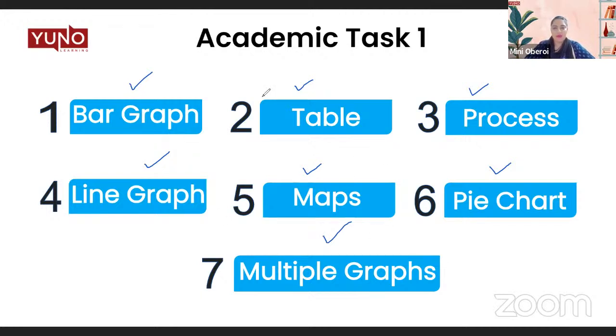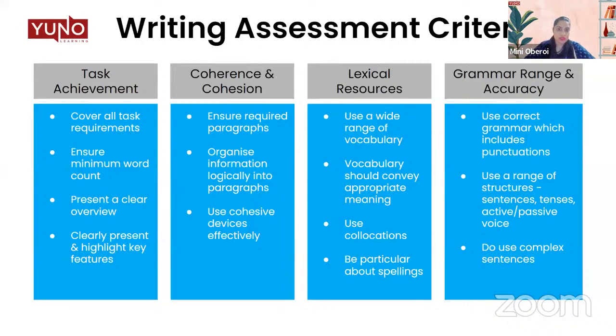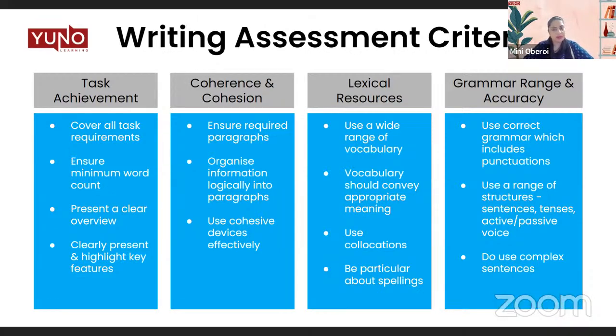Now, before we move on, let's lay emphasis and focus on maps for today. So that's the star of our class for today. When we talk about maps, why are they difficult for most of the students? Because most of us do not know how to answer the task well to get our desired band score. So when it comes to maps, always remember that the major 4 criteria are again the same: task achievement, coherence and cohesion, lexical resources, and grammar range and accuracy.